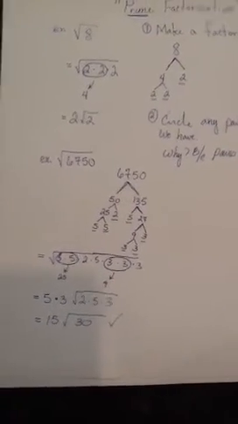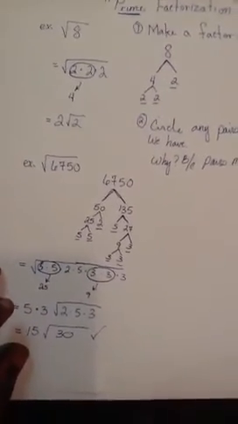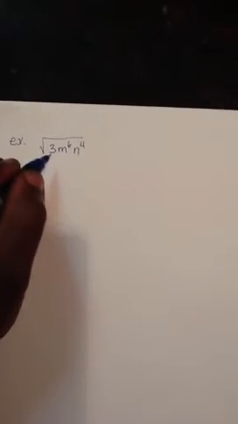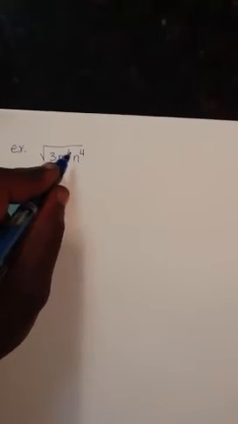Okay? I want to show you one more quick thing. Does this work when you have variables? Well, let's see. For example, if I take the square root of 3m to the 6th and n to the 4th, and I try to break down 3, well, 3 is prime, so no need to worry right there. But what about this m to the 6th power and n to the 4th power?